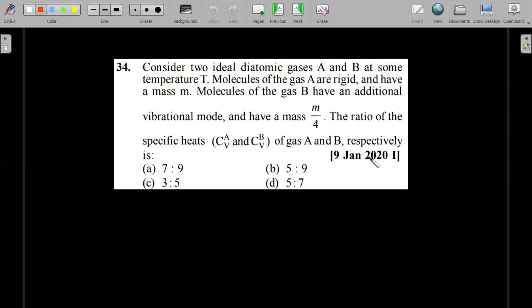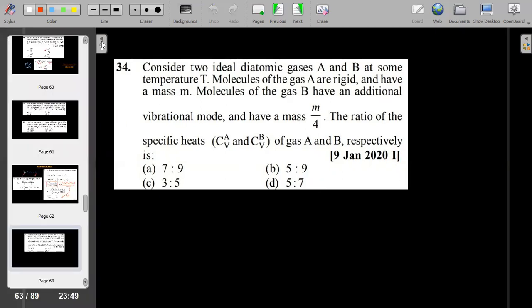Consider two ideal diatomic gases A and B at some temperature T. Molecules of the gas A are rigid and have mass m. Here it is very clearly mentioned. Molecules of gas B have an additional vibrational mode and have mass m by 4. The ratio of specific heats CVA and CVB of gases A and B respectively is. So if the gas B has an additional vibrational mode, what happens to it?